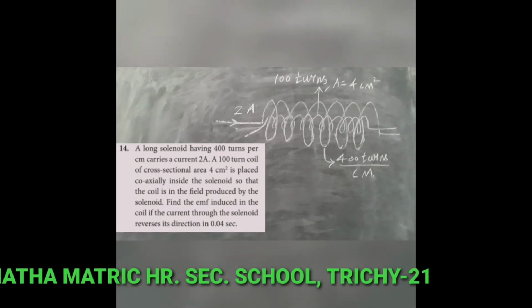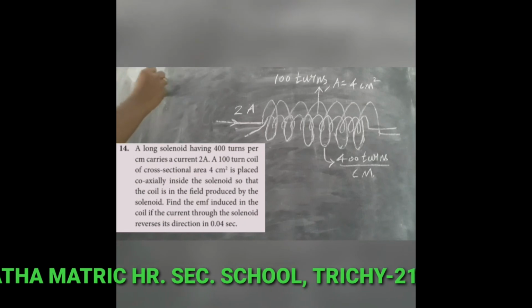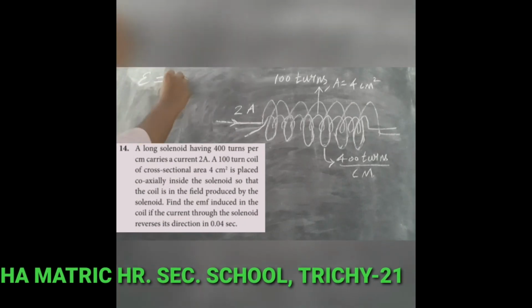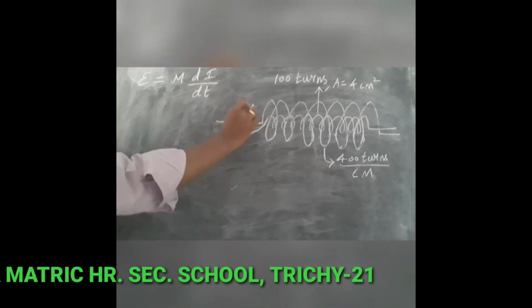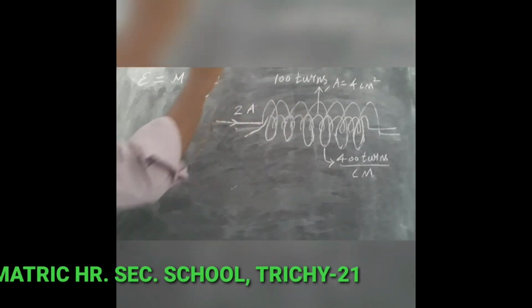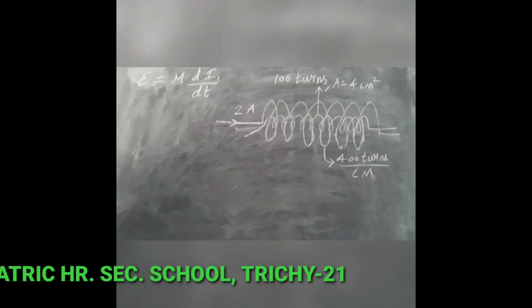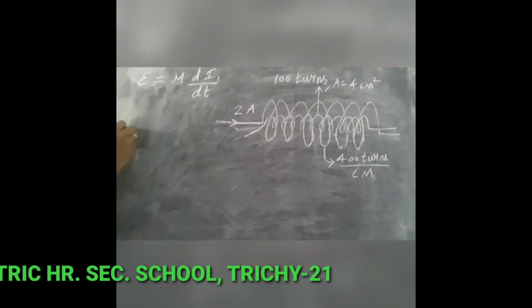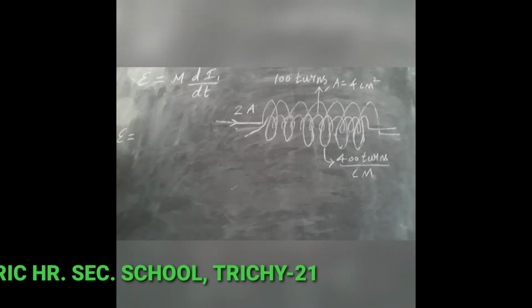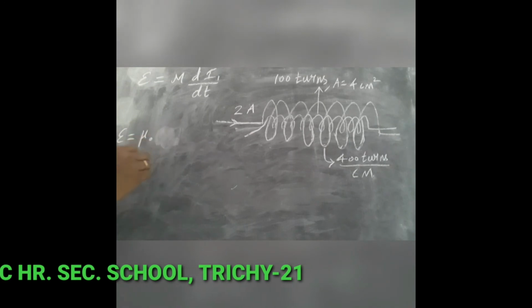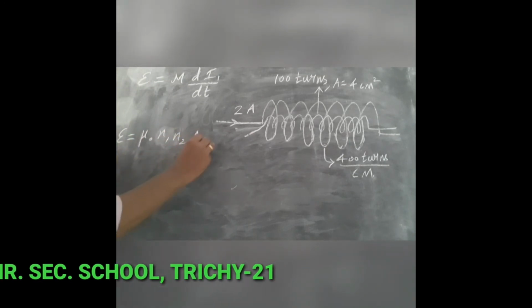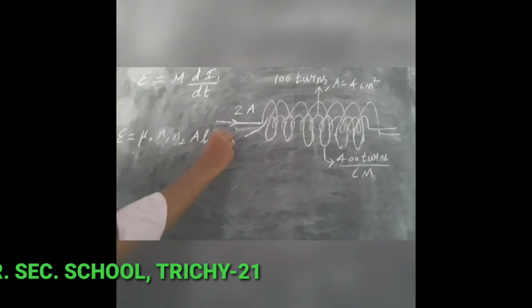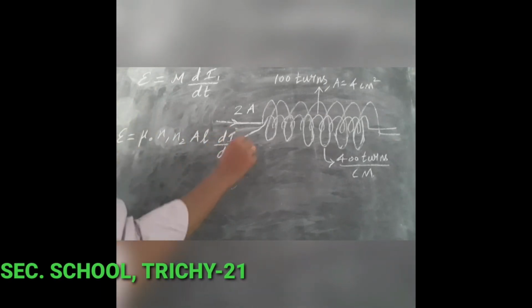Here two coils are included. Then what is the formula for EMF? Epsilon is equal to M, rate of change of current with respect to time. Here current reverses in the given solenoid. So let's take that as di1 by dt. What is the expression for mutual inductance? Mu naught n1 n2 A L into di by dt.